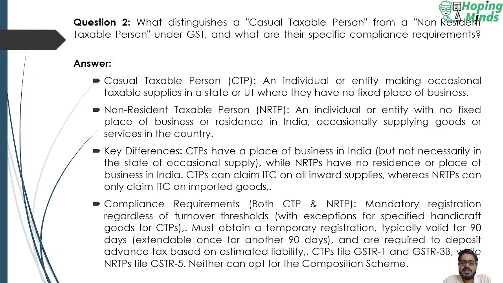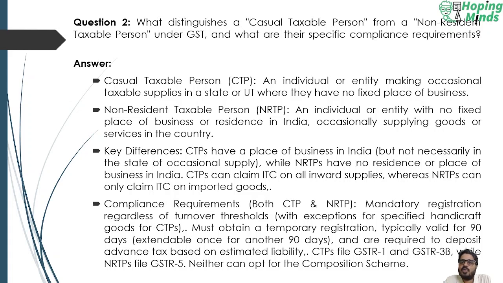Next we have compliance requirements for both. So mandatory registration regardless of turnover threshold, both the casual taxable person and the non-resident taxable person are required to obtain mandatory registration under GST with exceptions for specified handicraft goods for casual taxable person. Then they must obtain a temporary registration typically valid for 90 days which can further be extended to another 90 days and are required to deposit advance tax based on their estimated liability.